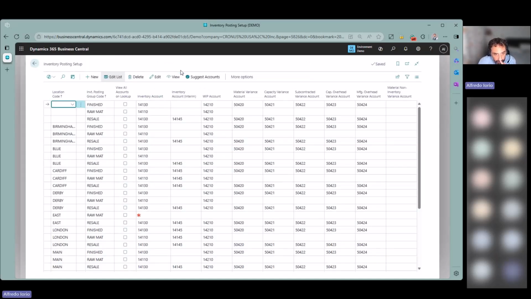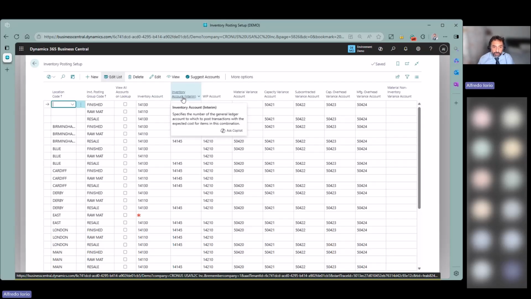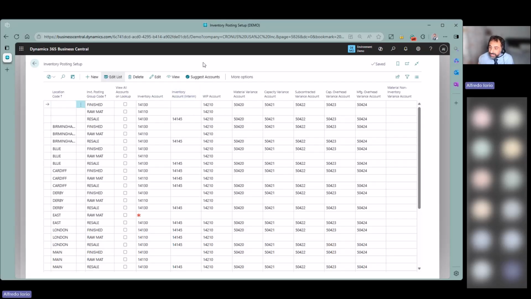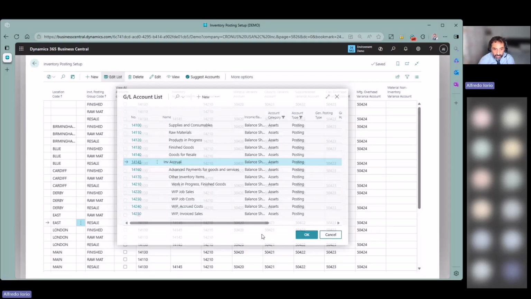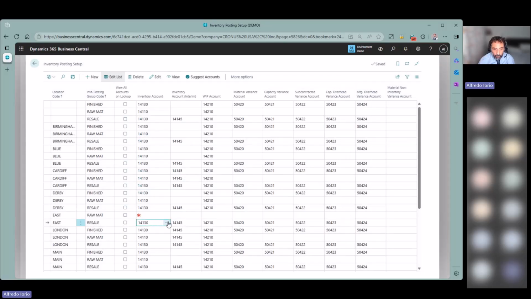And on the inventory posting setup page, the inventory account interim is the inventory temp account, temporary account, accrual account, regardless of how you want to call it. Goods received, not invoiced, will go to the inventory interim account. And so here we're going to set up an East resale, and you can see I have 14145, which looks at inventory accrual. It's a balance sheet account, and it's not the same as my 14130, which is finished goods. So this is the balance sheet side of the transaction.